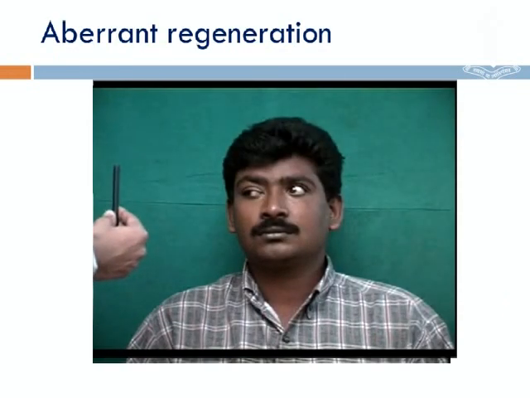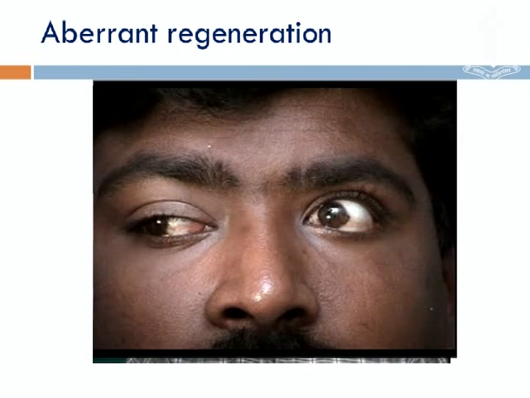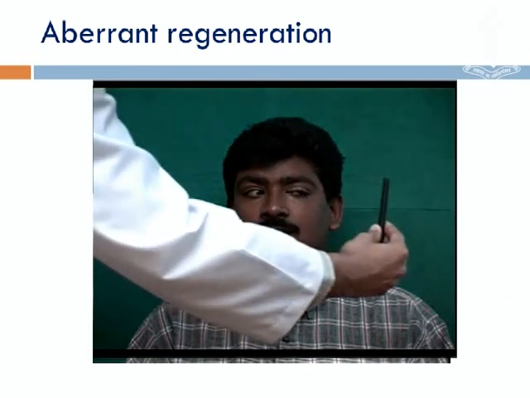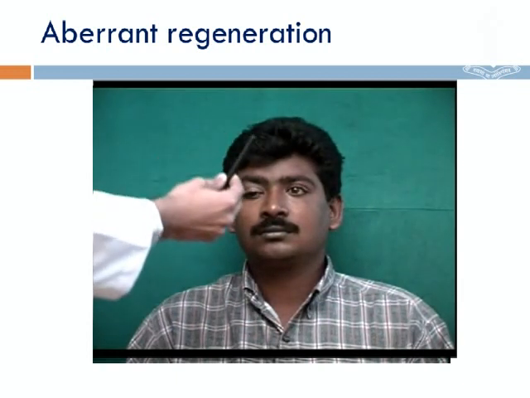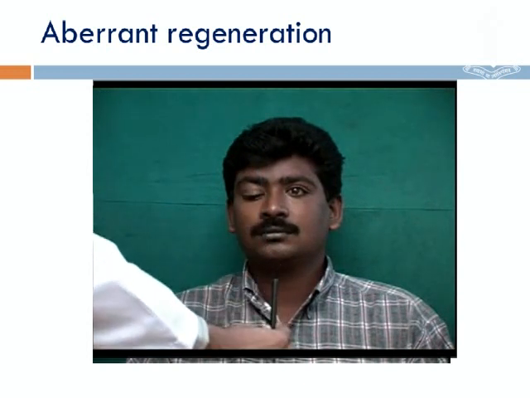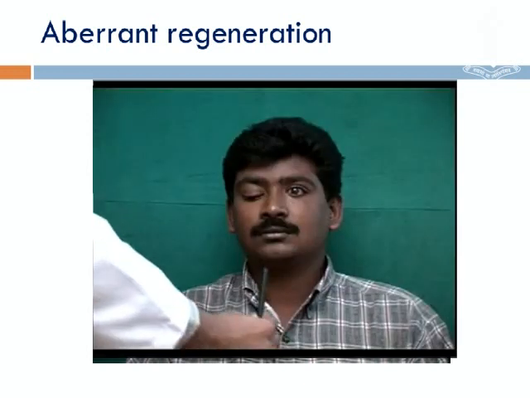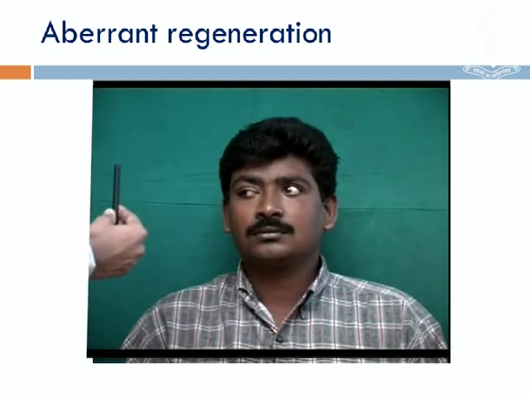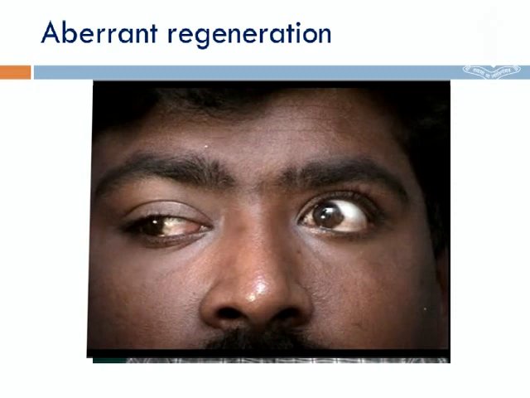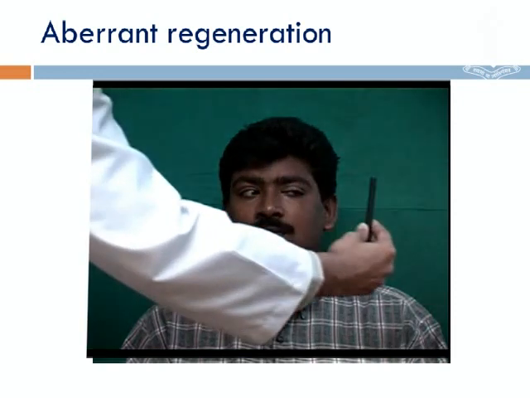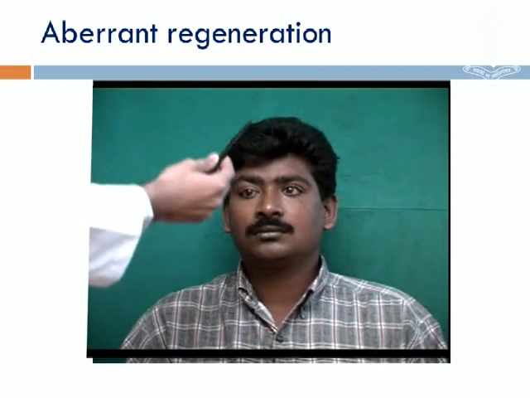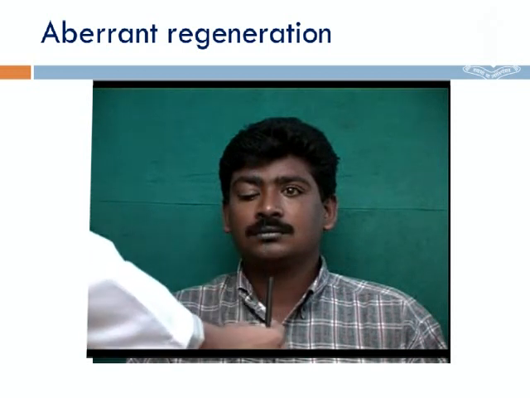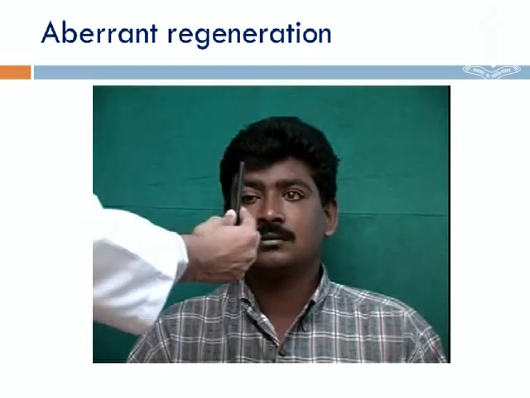So as you can see in this video, watch the lid of the left eye. You can see the abnormal lid movement. This is suggestive of an aberrant regeneration. This is rerouting of the cranial nerve fibers. This patient had a traumatic third nerve palsy. This is because of the aberrant regeneration, that is regeneration of the fibers following the trauma.